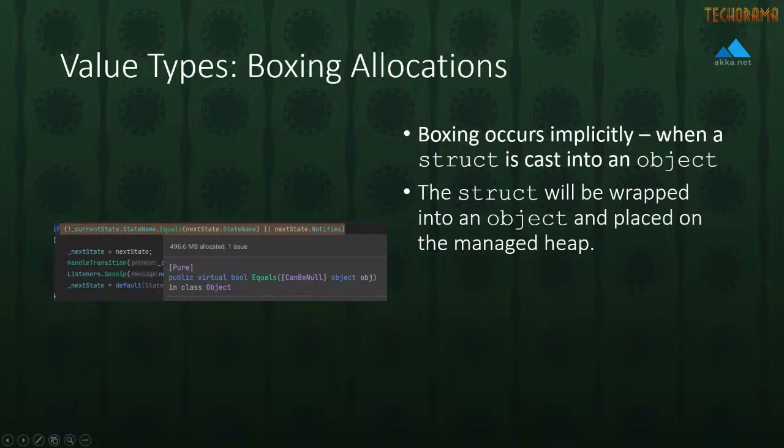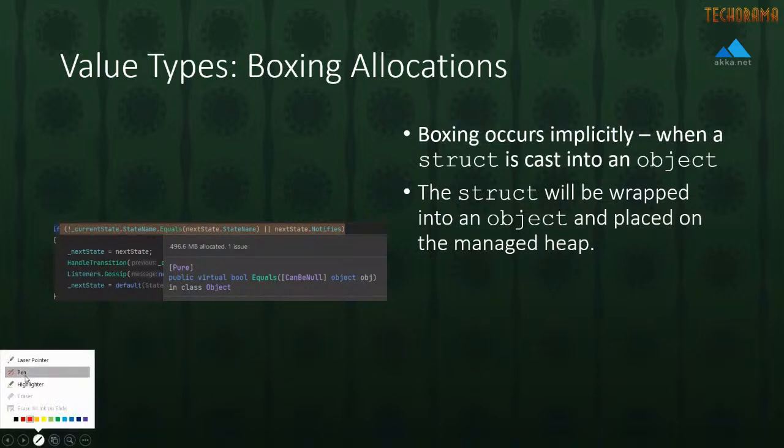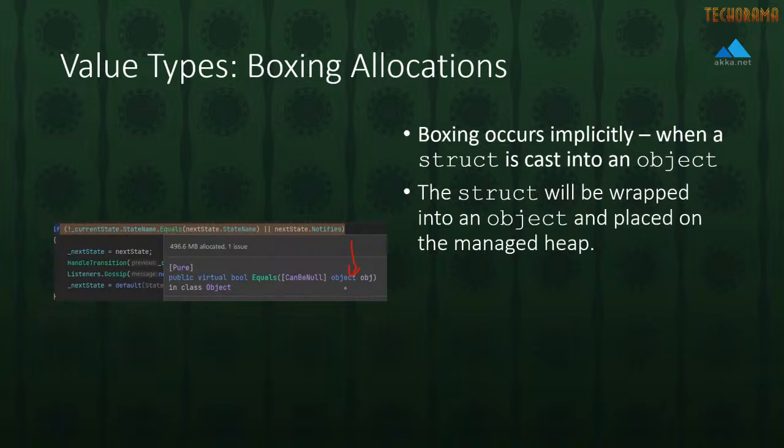So the thing that got us in trouble here is we have these two different state name types. These are typically implemented as enums in Akka.NET. And they're basically doing an equals check here. Is my current state the same as my next state? As long as these two are the same, then we're not going to do any of our transition work. That's what we're testing for here. But get a load of the method signature. This Equals method is going to cast my value type into a reference type, back into an object. And that's going to create boxing inside my application.